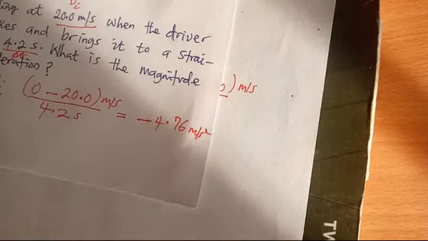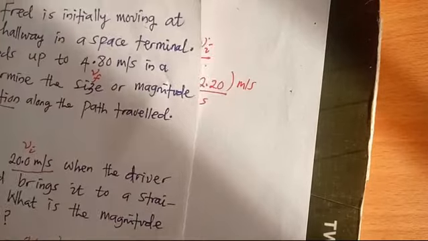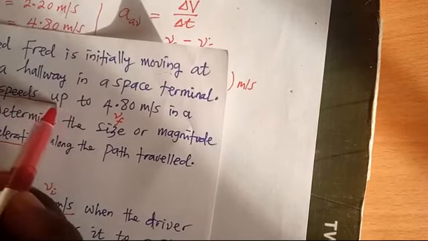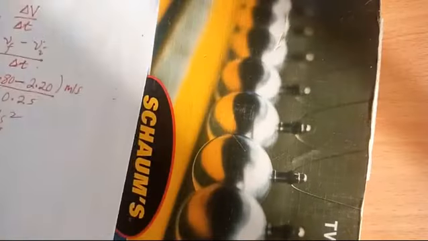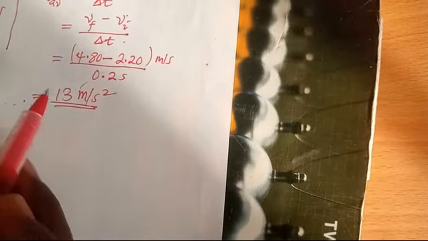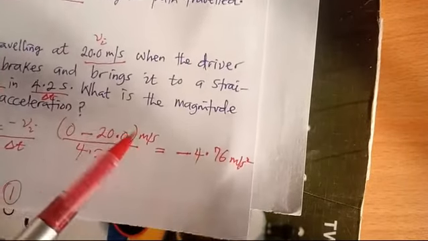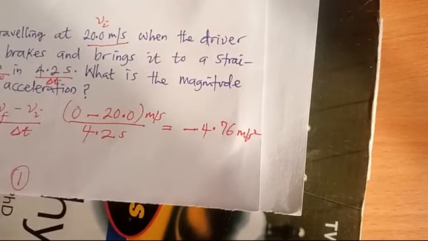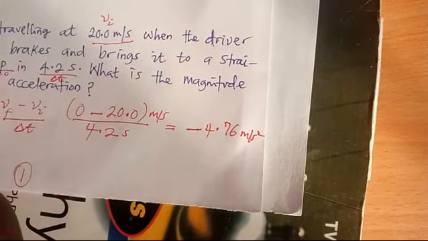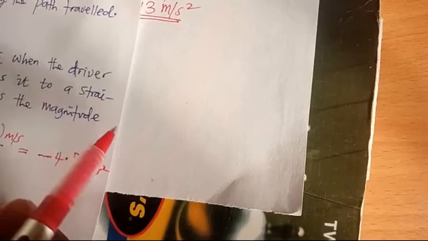Here in the initial problem, remember they said it speeds up, cool? It speeds up, and because it speeds up, we expect a positive acceleration. You see, positive acceleration. And in the second case for B, the car slows down until it is brought to rest in 4.2 seconds, so we expect a negative acceleration.